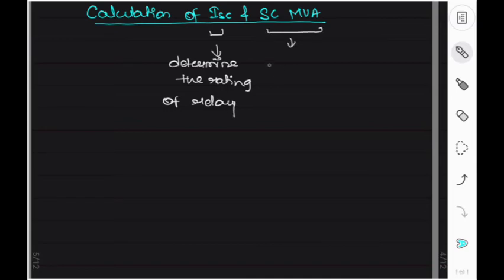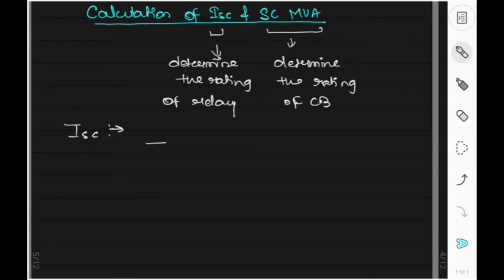And we need to calculate short circuit MVA to determine the rating of circuit breaker, right? Now, to calculate short circuit current, in per unit system, we saw how to transform a single line diagram into an impedance diagram, right?